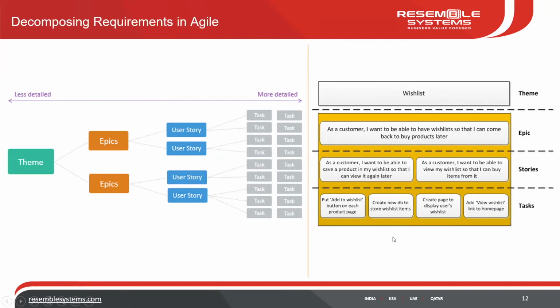So these are the tasks needed to do these two stories, which are part of an epic, which will eventually serve the purpose of having a wish list. I hope I was able to explain to all of you present on the webinar what a theme, an epic, a story, and a task are. You don't have to remember this, but this is how the work is decomposed in an Agile or Scrum methodology.